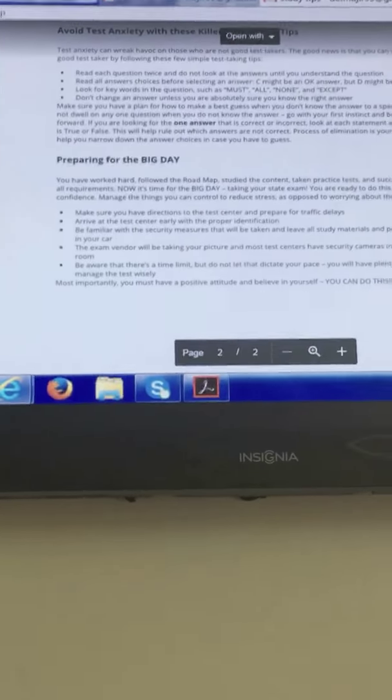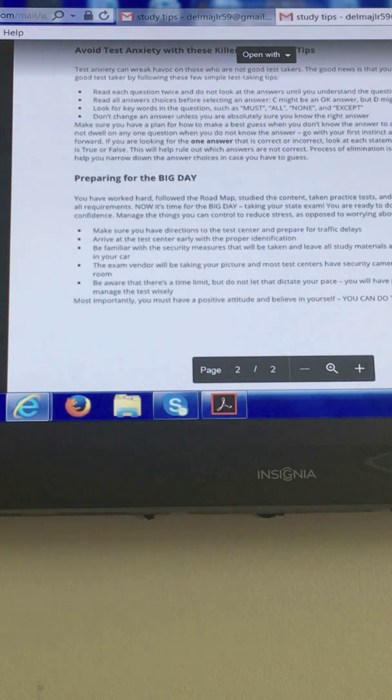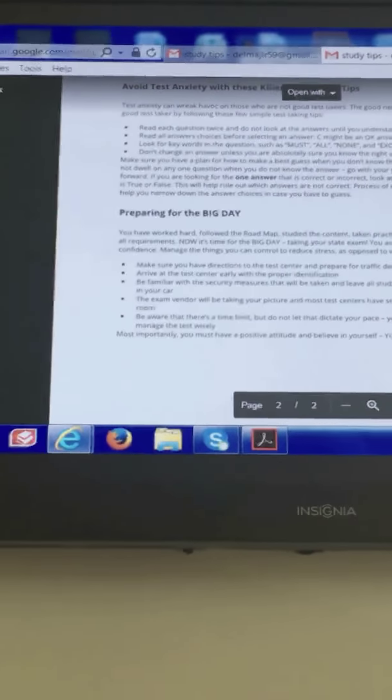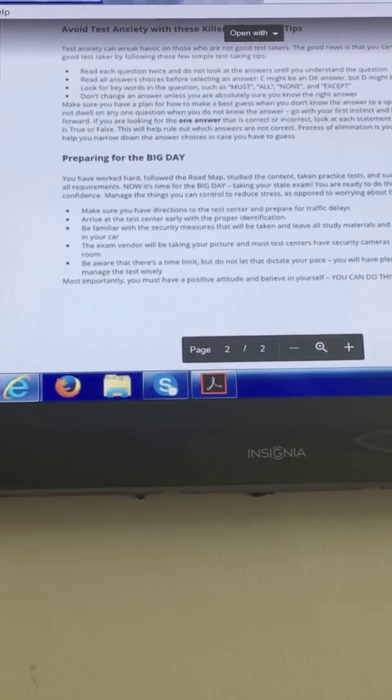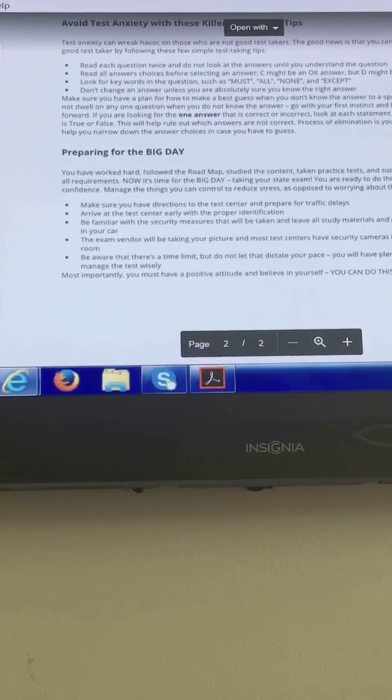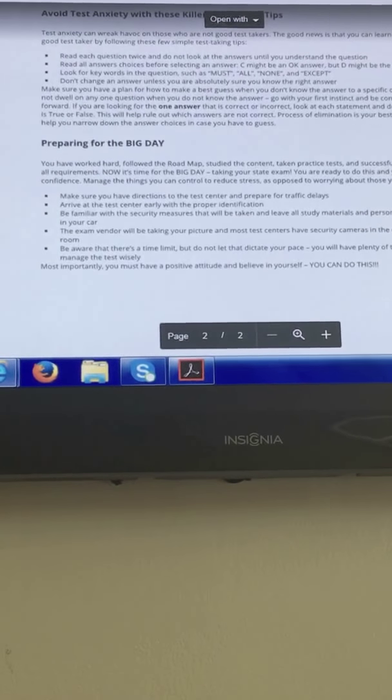Process of elimination is your best tool, and it will help you narrow down the answer choices in case you have to guess. Don't leave any question unanswered. It's better to try to answer it, because no answer is considered a wrong answer.